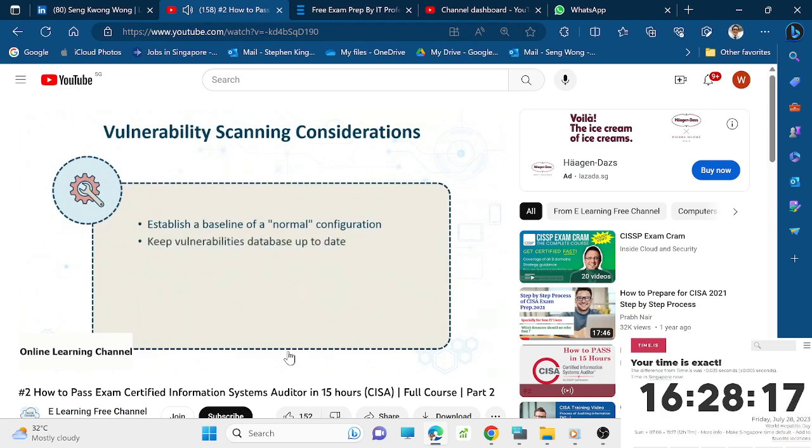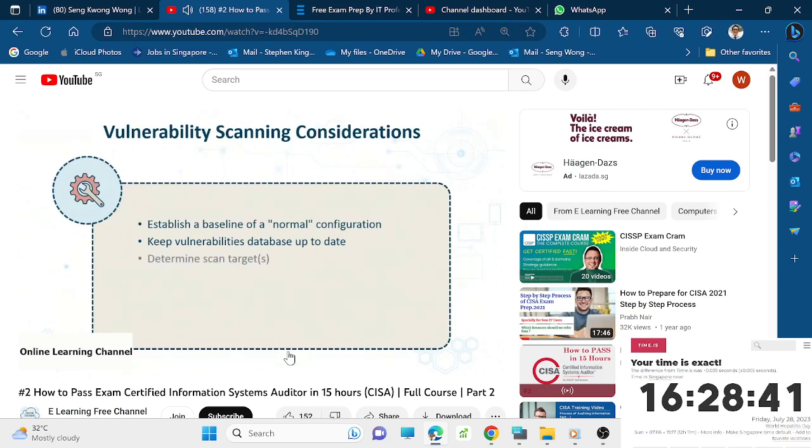Now it's also important to keep the vulnerabilities database up to date. Most vulnerability scanning tools will have a database of known things to check for on a variety of different platforms like Mac OS, as well as Windows and Linux, and the Android smartphone operating system, iOS for Apple mobile devices, and so on. So the vulnerabilities database needs to be kept up to date.